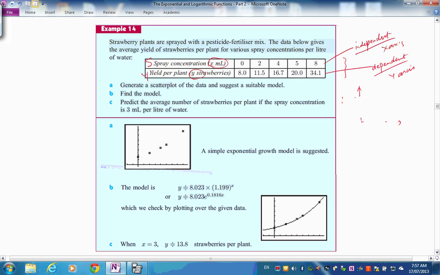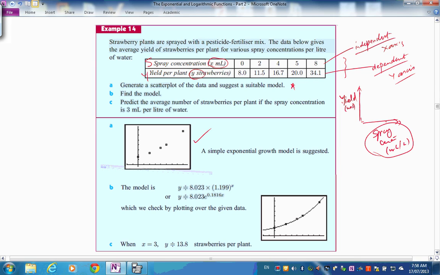So here, I just got through saying what's on the y-axis is the yield, and the spray concentration down here, millilitres per litre, and the yield is just the numbers. Okay, so that's what we're trying to do. You always put the independent variable down on the x-axis. All right, generate a scatter plot. Okay, so there's the scatter plot, and suggest a suitable model.